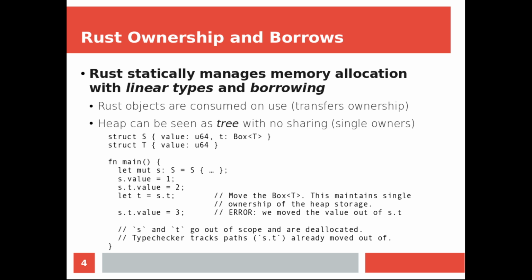In this example code, we define a struct S that holds a heap allocated T. When we say let T equal S.T, we move the pointer, and thus the ownership of the heap storage, out of S.T and into the local variable T. The type checker, or more precisely the borrow checker, will statically indicate an error if we try to use S.T later.